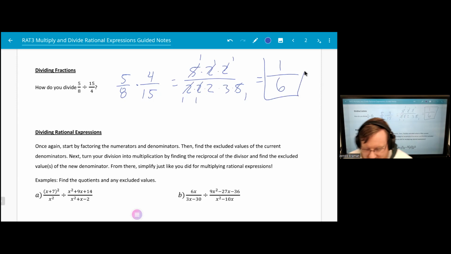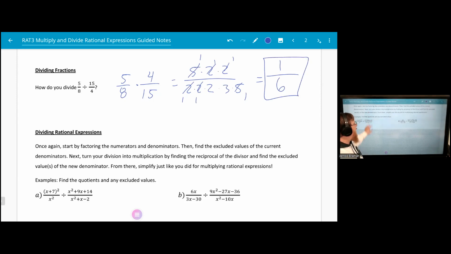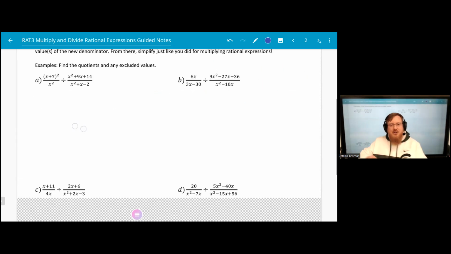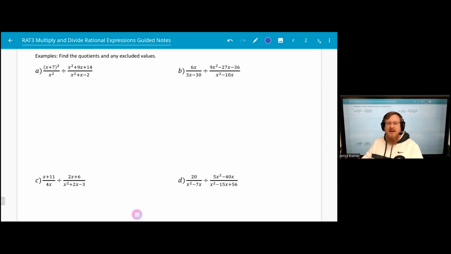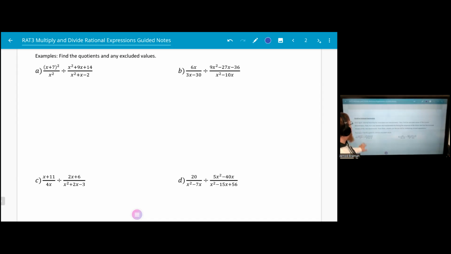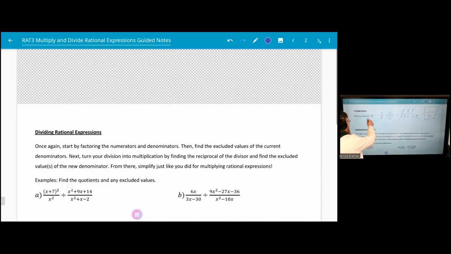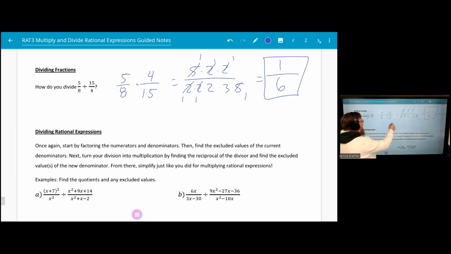Okay, again, that's our quick little refresher there, because what we're going to do is basically the same thing. We're going to find not just 2 sets of possible excluded values, but possibly 3 sets. What do I mean by that? Well, up here, we had 3 different denominators. 8 and 4 were our denominators we started with, but then when we multiplied, we ended up with 15 as a denominator. So these 3 things are going to end up being what we're checking for excluded values. Let's go ahead and do that.